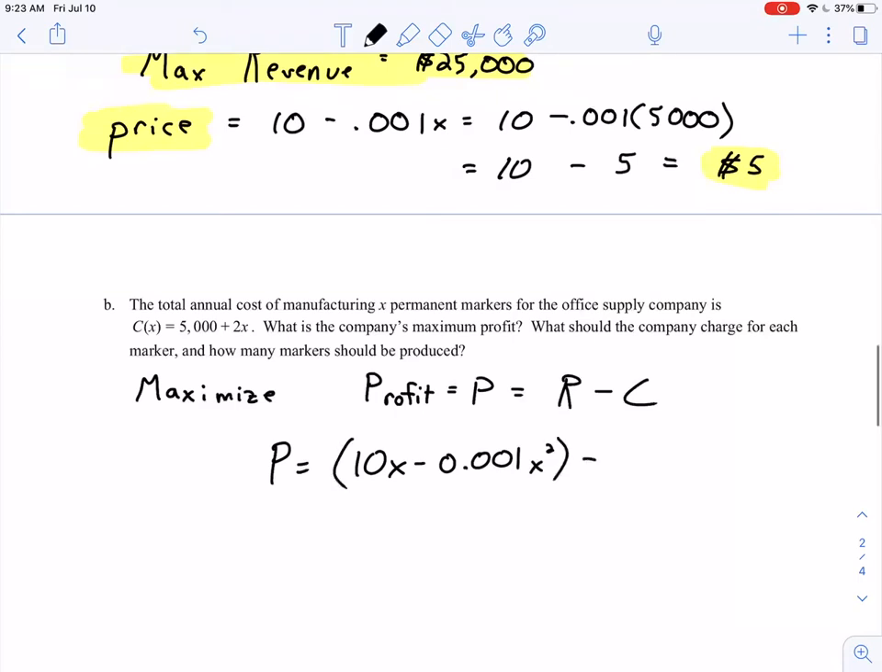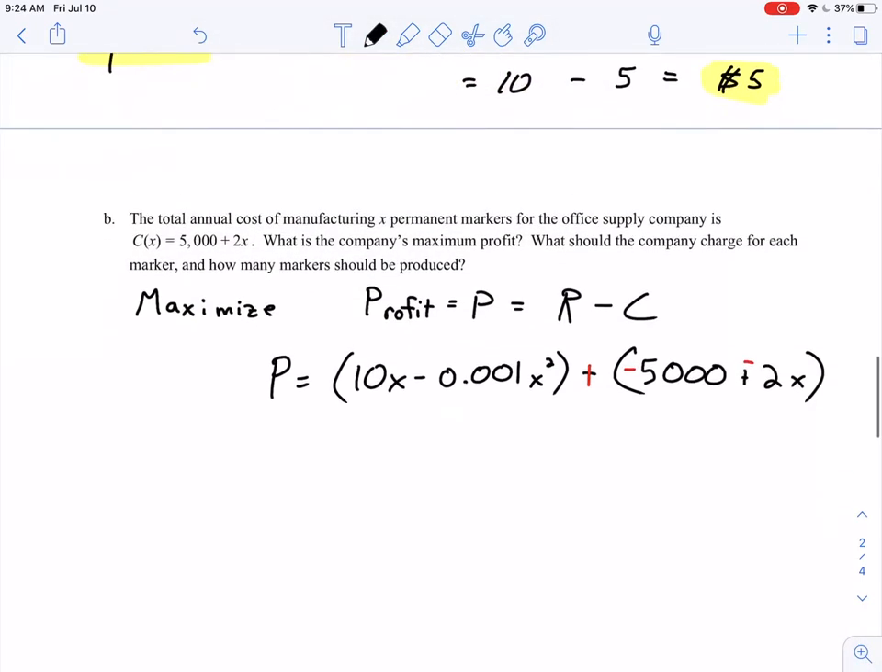Now be careful with this guy. I see this mistake all the time, and it drives me nuts. I'll see students do this, minus 5,000 plus 2x. They won't put parentheses around this. The reason you need to is because we're not only subtracting this 5,000, we're subtracting this 2x as well. And if you don't put parentheses around that, it's really easy to forget to distribute that minus sign. So I always distribute the minus sign through.